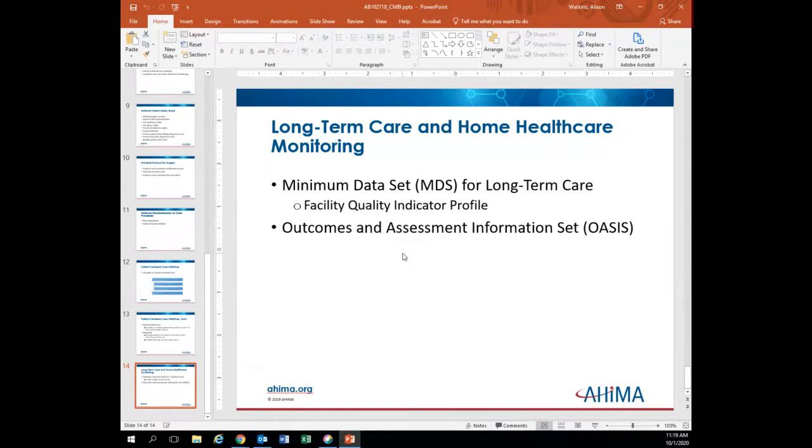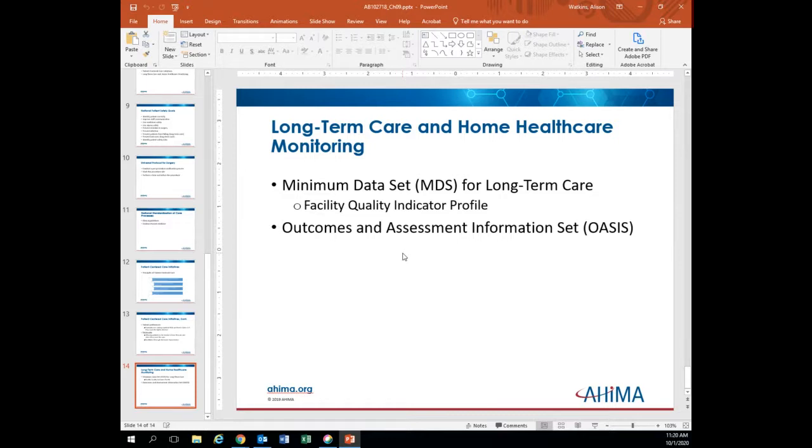So we're constantly assessing and tracking this information, because we ultimately want to generate what we call a facility quality indicator profile. This is basically a report card of how that facility is doing, because there are certain things that we track for long-term care facilities that we wouldn't track in an emergency room setting. That's a whole other data set.